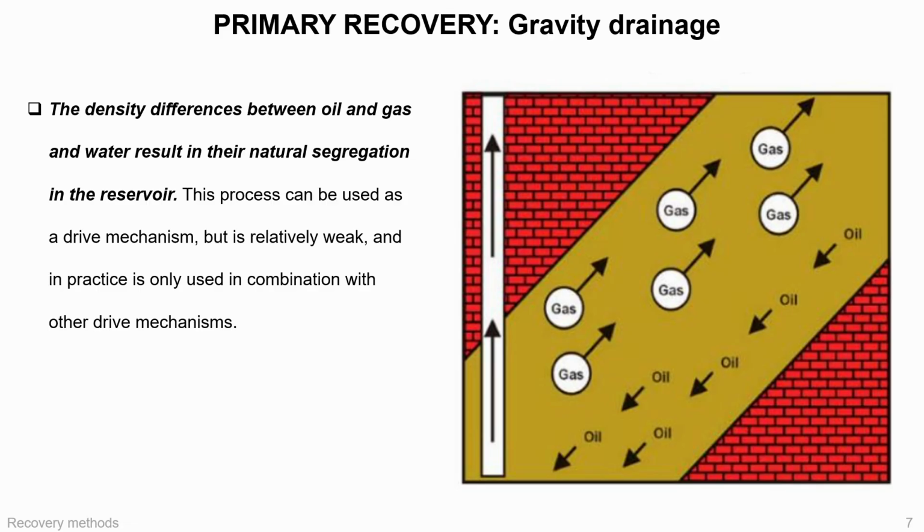Gravity drainage is driven by density differences among gas, oil, and water. Because gas is lighter, it tends to move upward. Water is heavier and tends to move downward. Oil occupies an intermediate position. This natural segregation can assist recovery, especially in thick reservoirs with good vertical permeability and structural relief.